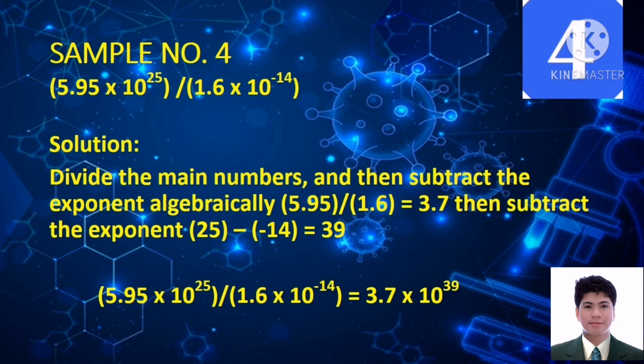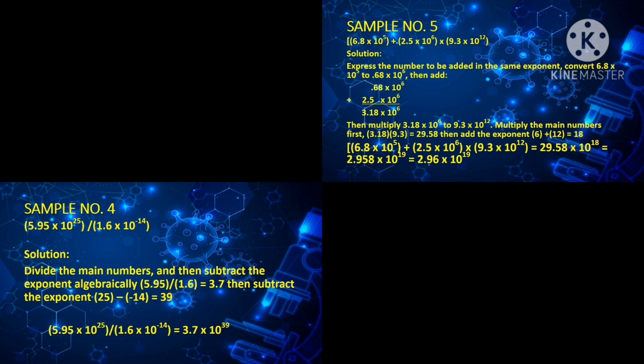Very good. What are we going to do? Well, you have to divide the main numbers and then subtract the exponents algebraically. 5.95 divided by 1.6, then subtract the exponents: 25 minus negative 14. The answer would be 3.7 times 10 raised to 39.